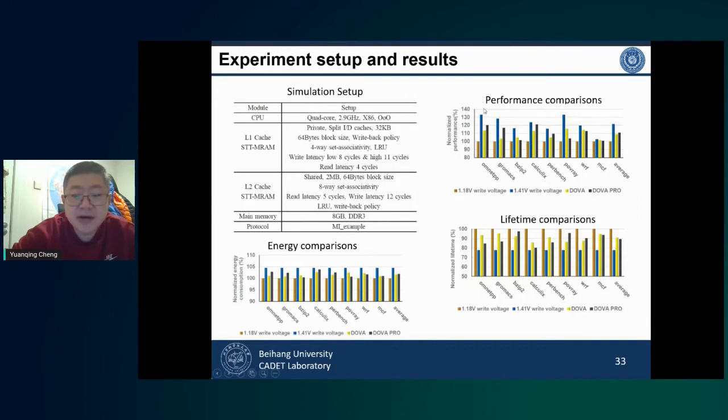Through these evaluations, we can clearly observe that our proposed DOA Pro technique can meet an optimal trade-off between the STT-MRAM write performance and the lifetime. At the same time, the energy reduction compared to the always high write voltage case is also very significant. It means we can reduce the write energy effectively as well.